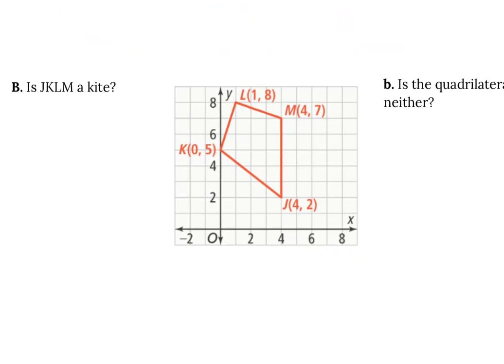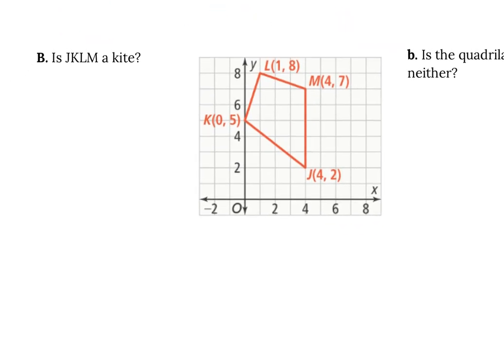Okay, next B is JKLM, a kite. Okay, a kite does not have any right angles, but it does have sets of congruent sides. So to be a kite, this side will be congruent to this side. This should be congruent to this. So I should have those sets of congruent sides. So I'm going to check the side lengths to see if they are equal and congruent to each other. To check the side lengths, I need to find the distance between points.